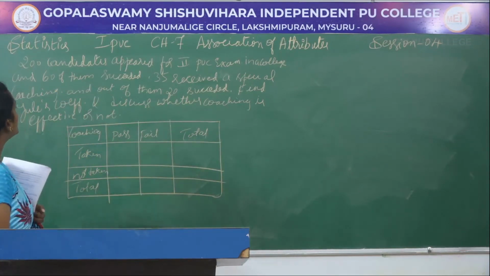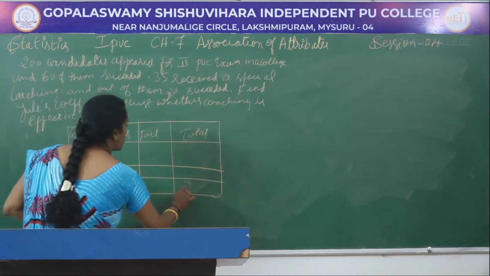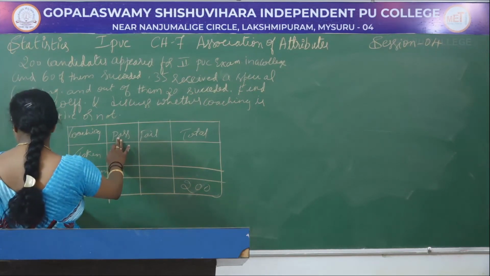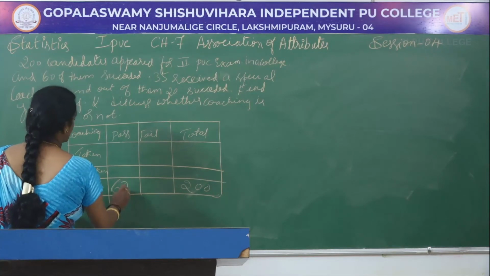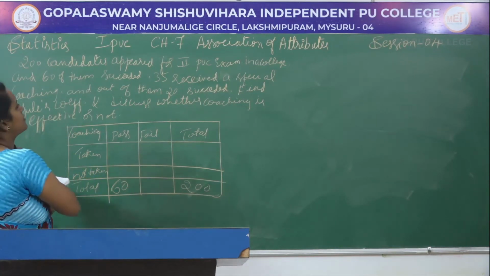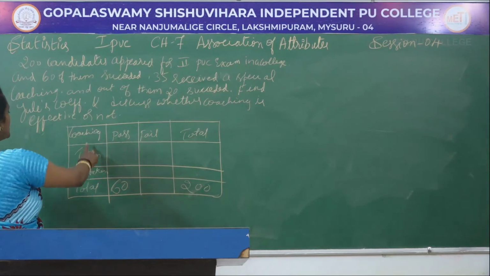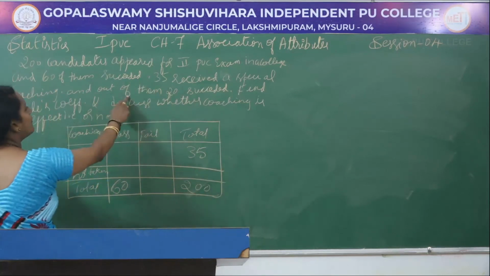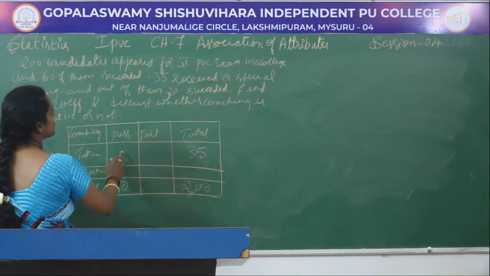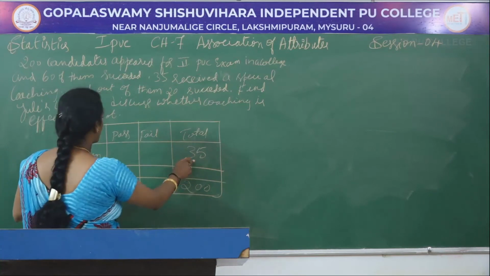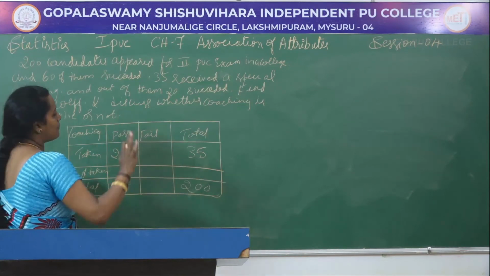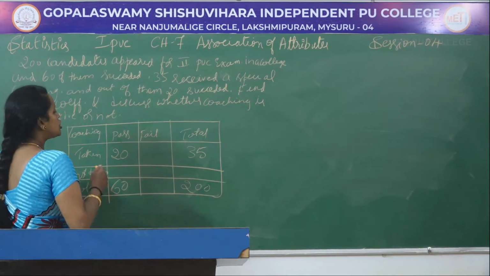First, here 200 candidates appeared for the exam. Total is 200 in a college, and 60 of them succeeded. The total number of pass is 60. Next, 35 received special coaching. Coaching taken are 35. And out of them 20 succeeded. So out of 35, 20 passed. Find the Yule's coefficient. First complete this table, then we will move to the Yule's coefficient.